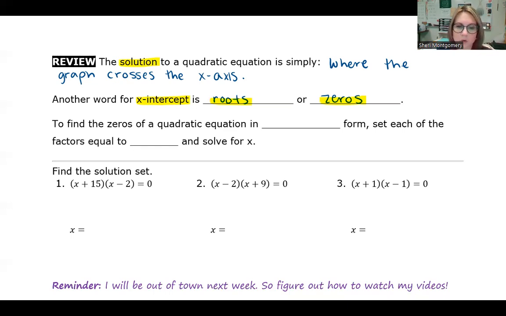To find the zeros of a quadratic equation in factored form, set each of the factors equal to 0 and solve for x.